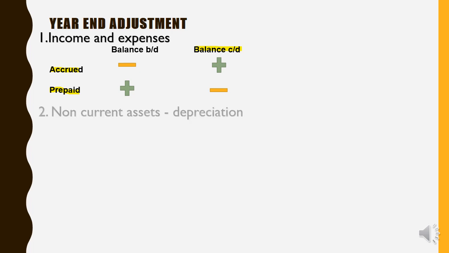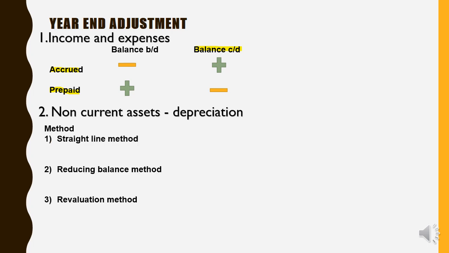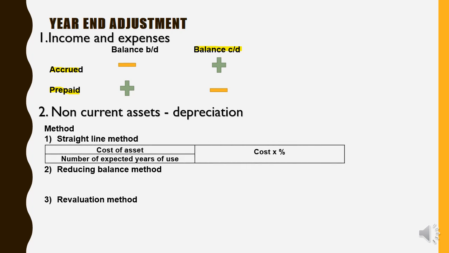Next one is non-current assets, mainly depreciation. Depreciation has three methods. You need to know the formula to calculate the three methods. The first one is the straight line method. The straight line method actually has two formulas. The first formula is cost of the asset divided by the number of years used, how many years we can use it. The answer that you get is your depreciation. But sometimes the question doesn't give us the number of years used, so the question will give you the cost and then the percentage.